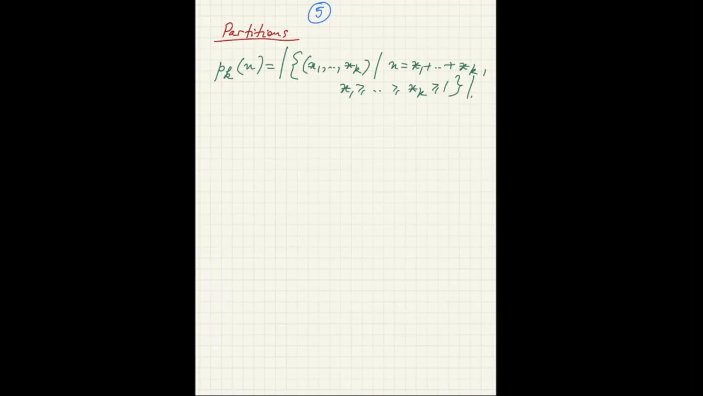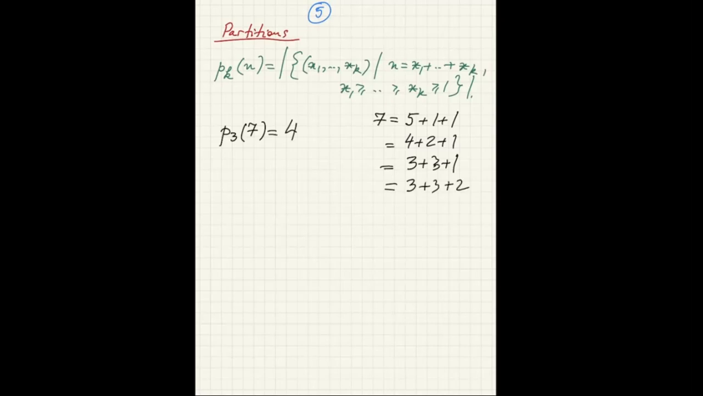So we can do some small examples. You can see what is P3 of 7. Well, how can you write 7 as a sum of 3 numbers? So the largest we can put is 5. 5 plus 1 plus 1, that's 1. You can do 4 plus 2 plus 1. 3 plus 3 plus 1. And there's one more, 3 plus 3 plus 2. So there are 4 solutions, so you get this.